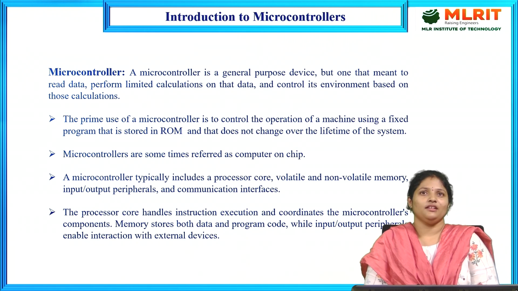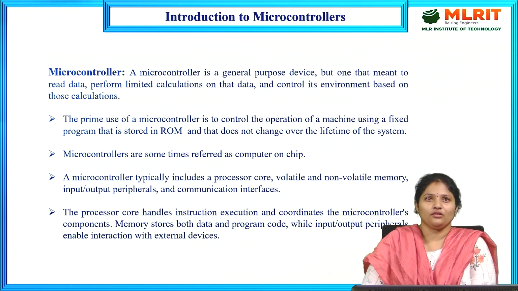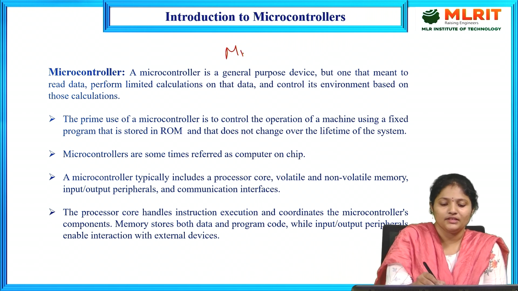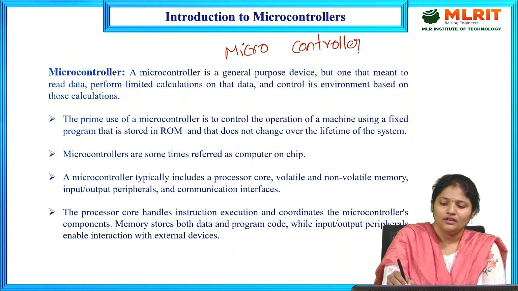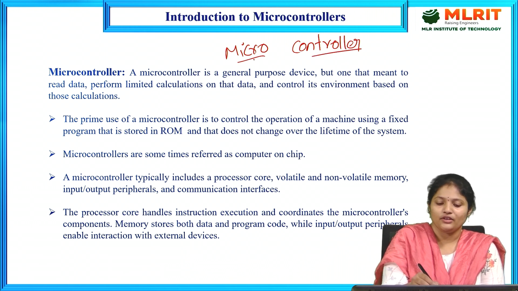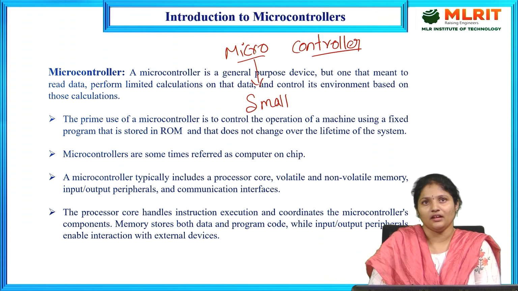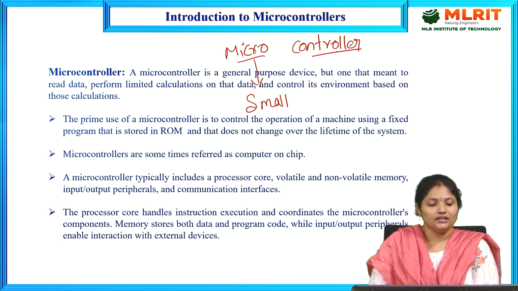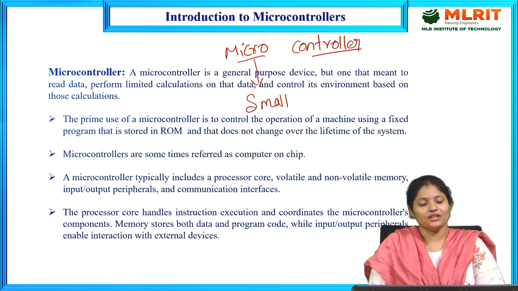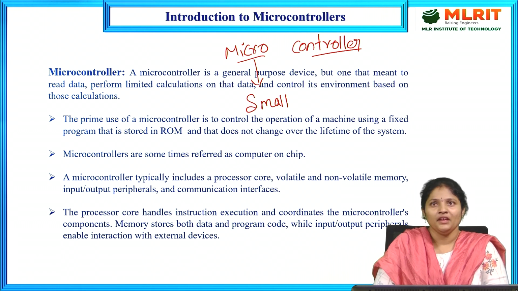So coming to the introduction to microcontroller. So what is a microcontroller? Micro means small, controller is which controls the things. So a microcontroller is a small chip which can control all the applications of the specific processor. So here a microcontroller is a general purpose device. It is an IC, so it can perform all the calculations, like the microprocessor.